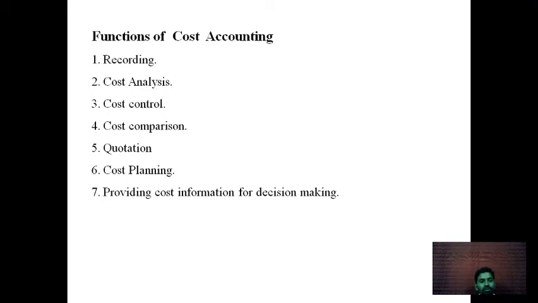Next one is quotation. With the help of cost accounting, the quotation is prepared. Quotation means the estimated cost for the job or the estimated cost for the work. Next is cost planning. This is also a main function of cost accounting. They make the plan with the help of cost data for cost control, cost analysis, or cost comparison.